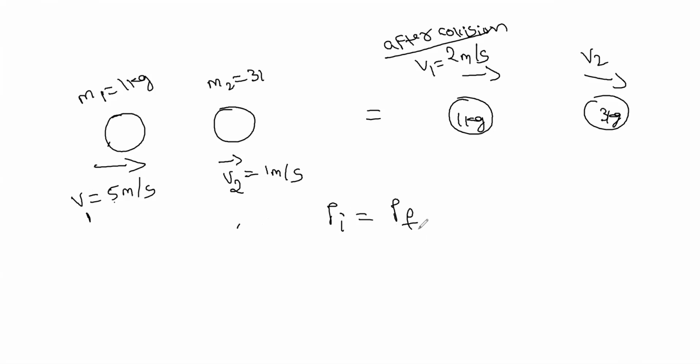m1 v1 plus m2 v2, they have velocities, right? If the bodies are at rest, then velocity will be zero, and P initial is zero. But here the bodies are moving in the initial position also, so you have to calculate the momentum for the initial positions, right? Now they are in movement. They are not at rest.